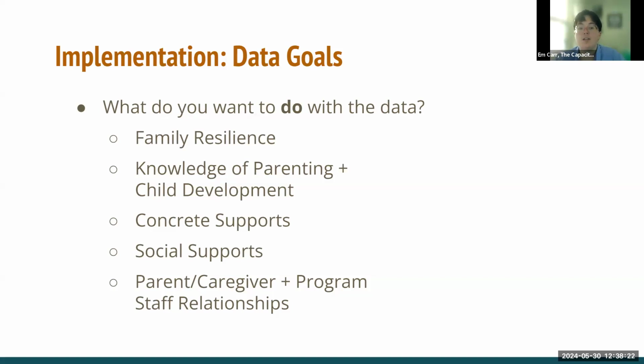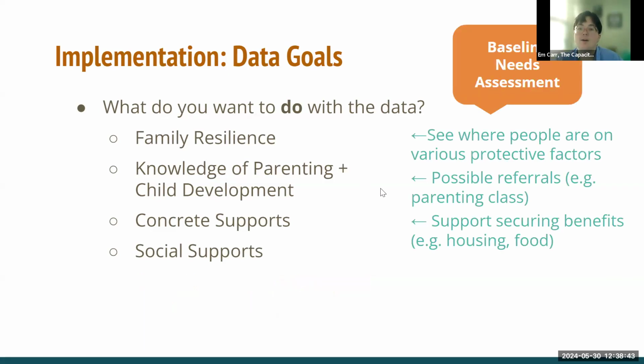Maybe you want to look at parent, caregiver, and program staff relationships to get feedback on your program. There's a lot of potential applications for this, and that could inform what parts of the survey you use and how you give the survey. Additionally, if you want to measure change over time, that's something that you should consider and think about. So, if you want to see where people are on certain protective factors, it could be about referrals, like I said, with concrete supports or securing benefits.